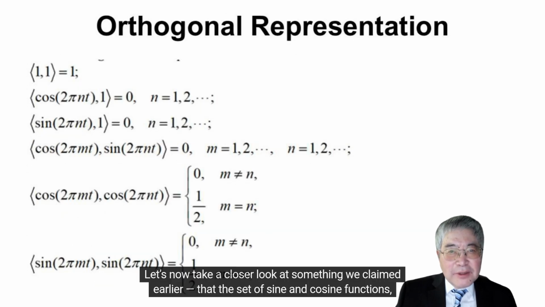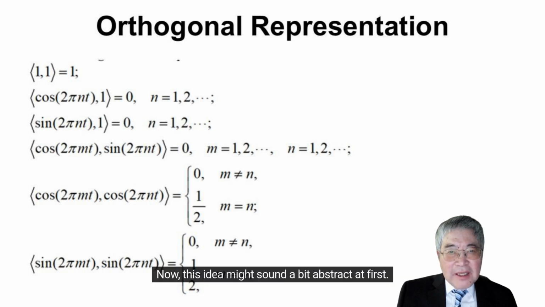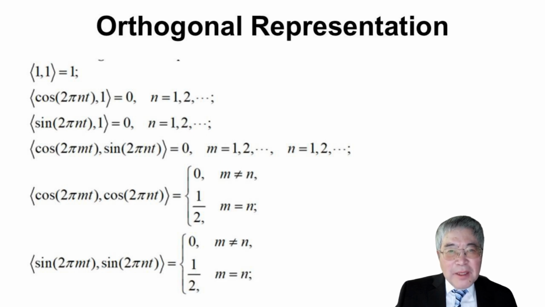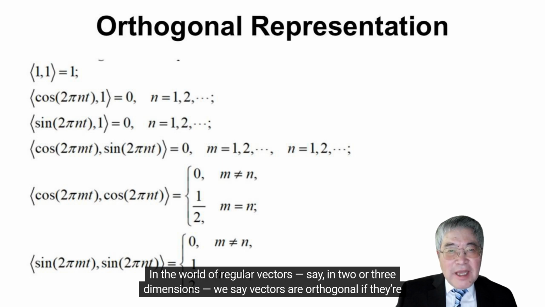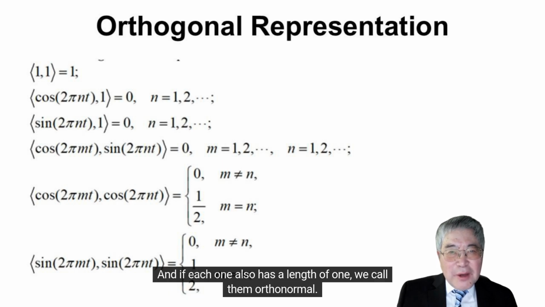Let's now take a closer look at something we claimed earlier, that the set of sine and cosine functions together with the constant function form what we call an orthonormal basis. Now, this idea might sound a bit abstract at first, but if we break it down, it's very intuitive. In the world of regular vectors, say in 2 or 3 dimensions, we say vectors are orthogonal if they're at right angles to each other, and if each one also has a length of 1, we call them orthonormal.